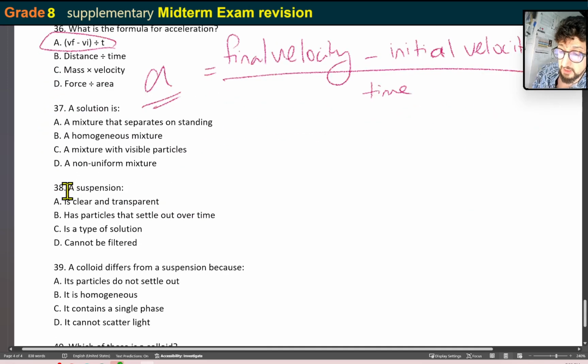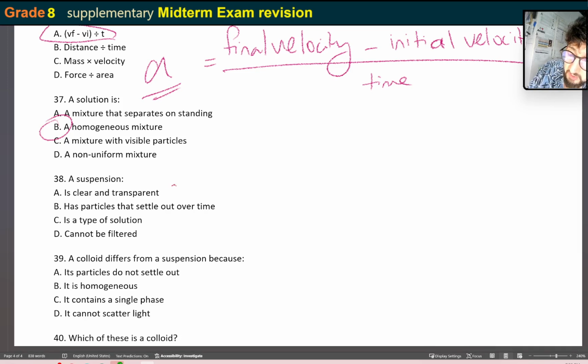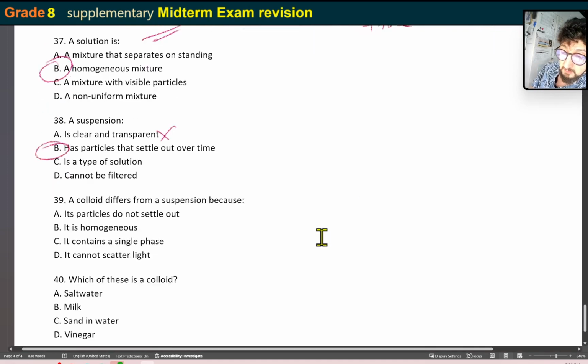Let's keep going. A solution is a homogeneous mixture. A mixture with visible particles? No, you cannot see the particles. Non-uniform just means they are different. No. A suspension is clear and transparent? No, that is a solution. Has particles that settle over time? Absolutely. If you leave it for a while, the particles will settle to the bottom, and it can be filtered.